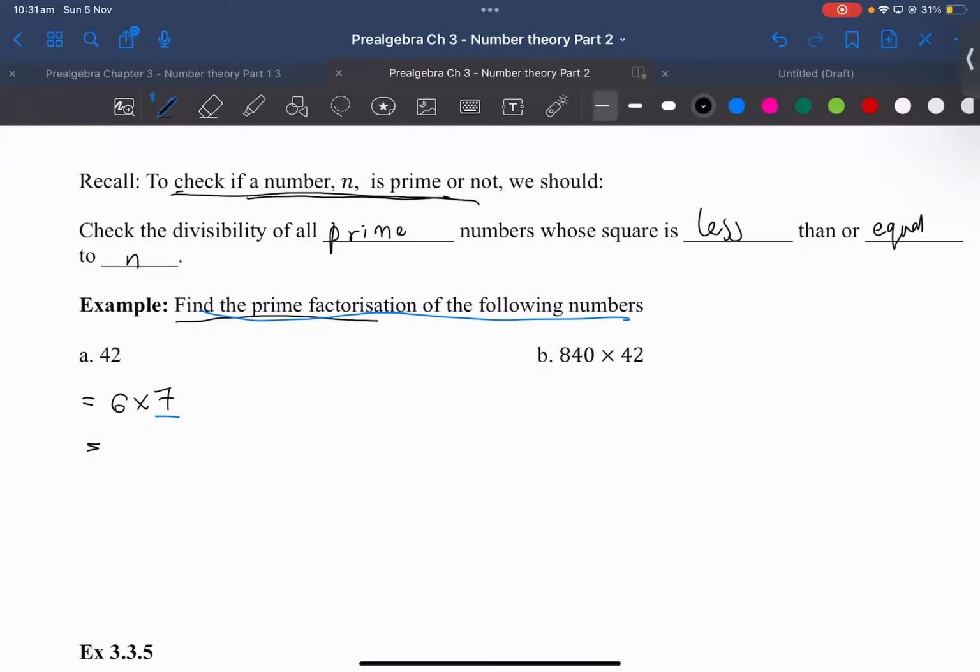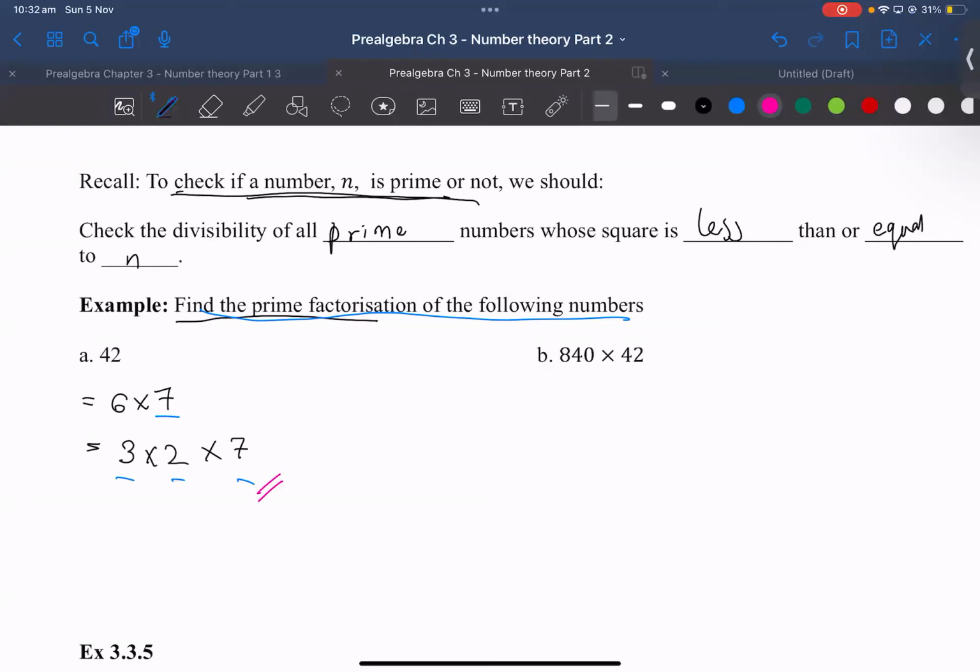3 times 2. 3 times 2 is 6. Times 7 stays. Are these numbers prime? Yes. Individually, 2 is prime, 3 is prime, 7 is prime. So all 3 of them are prime. So that means this is the prime factorization. The prime factorization of 42 is 3 times 2 times 7. Does that make sense? Yep.